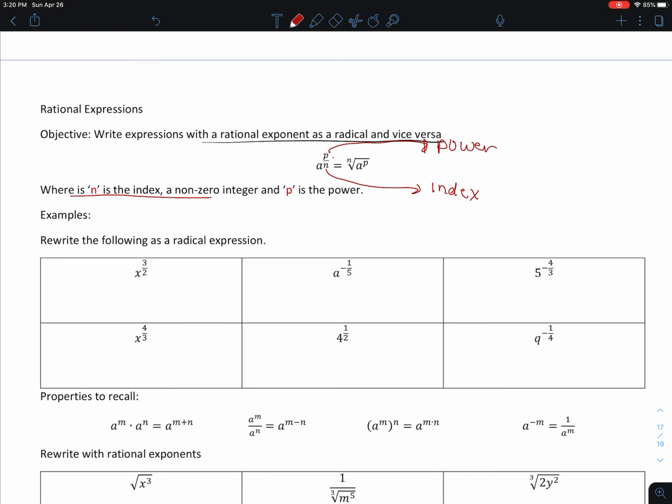Okay, so the restrictions for the index is it has to be a non-zero integer. So let's just try some examples.